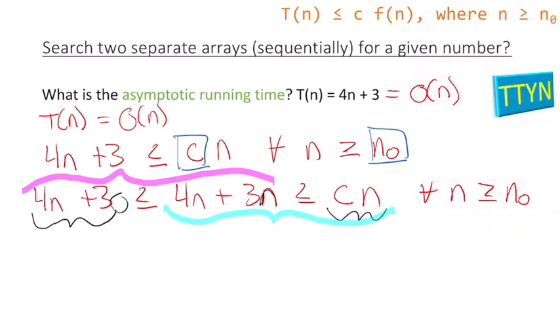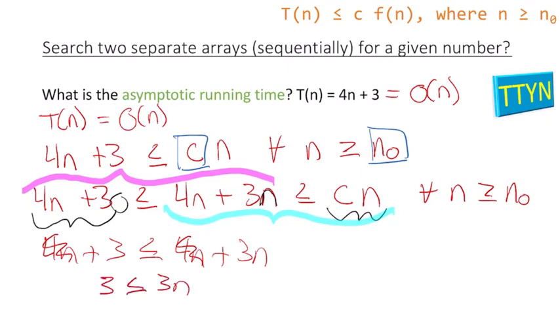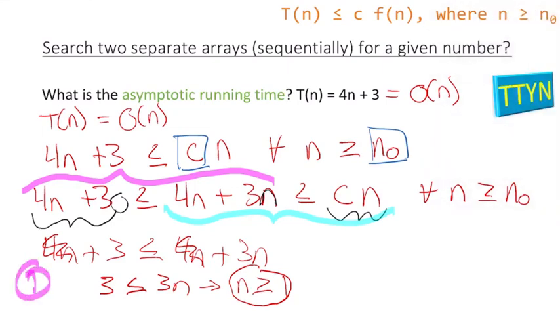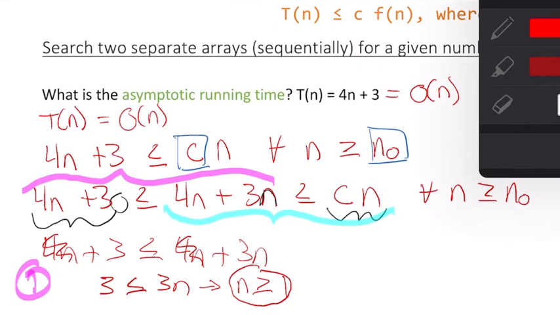Okay, so let's do the first part. How do we get 4n plus 3 to be less than or equal to 4n plus 3n? Well, we can subtract a 4n from both sides, so we're going to have that 3 is less than or equal to 3n. Well, under what circumstances is some constant 3 less than 3n? Well, that's only true if n is greater than or equal to 1. Alright, so let's just hold on to that. We know that we're going to need n to be greater than or equal to 1. So we've done the first step. So you can say that this is step 1.